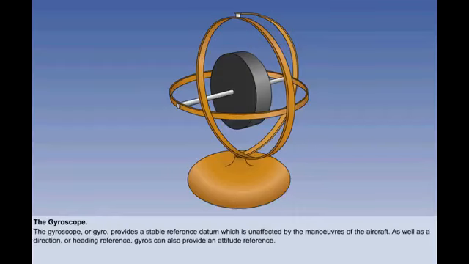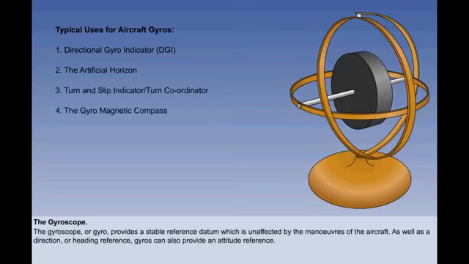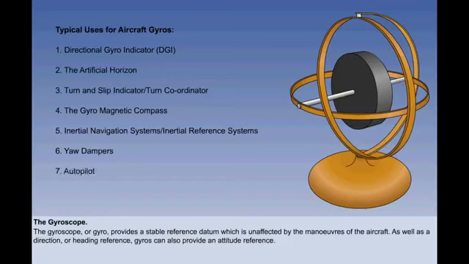On aircraft, gyros provide the basis for the directional gyro indicator, or DGI, the artificial horizon, the turn and slip indicator, or turn coordinator, gyromagnetic compasses, inertial navigation systems and inertial reference systems, yaw dampers, the autopilot, and stabilization of radar scanners. They are also used for many other applications.